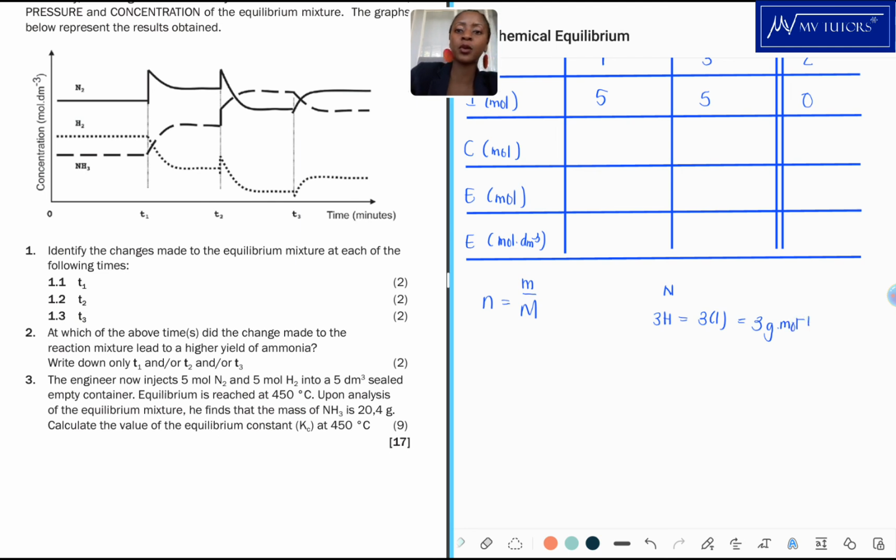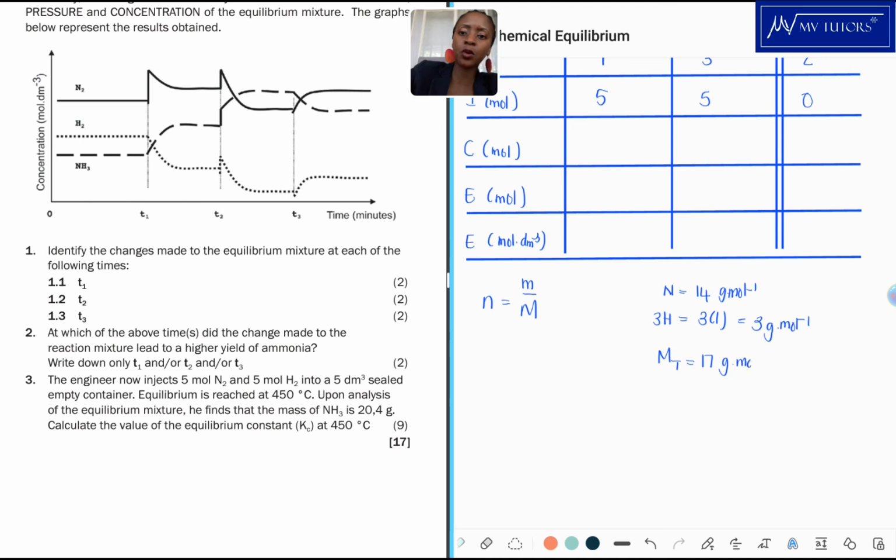Okay, that's the molar mass. And then nitrogen, I believe it is 14. You get to know these things when you practice a lot or when you do a lot of these questions. So ultimately the total molar mass would then be 14 plus 3, which is 17 grams per mole.